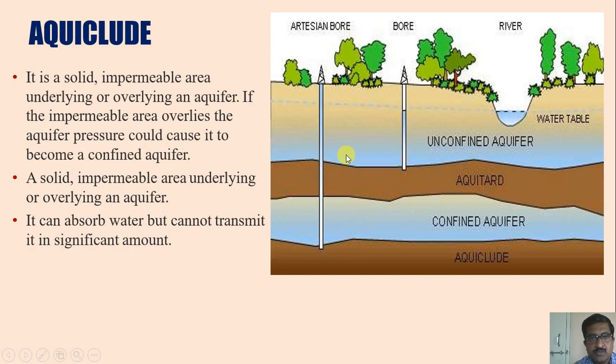Aquiclude, it is a solid impermeable area underlying or overlying an aquifer. So you can see here this aquiclude is at present underlying the confined aquifer at the bottom, right? If the impermeable area overlies the aquifer, pressure could cause it to become a confined aquifer. A solid impermeable area underlying or overlying an aquifer can absorb the water but cannot transmit it in significant amount.